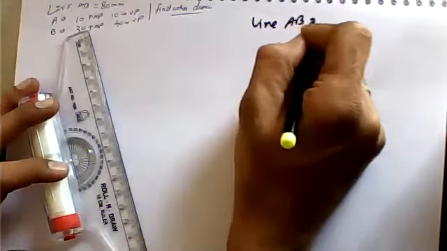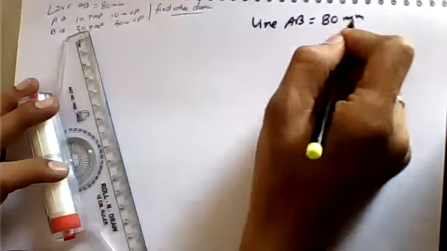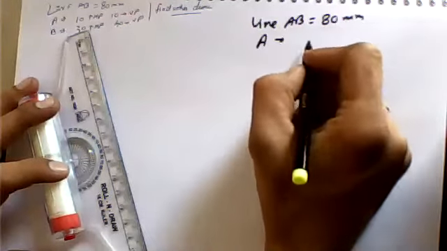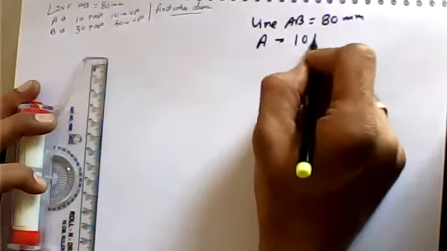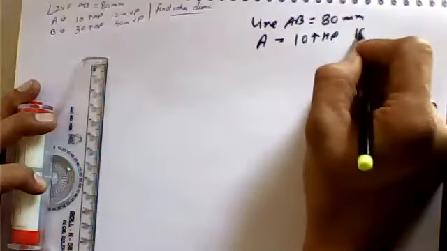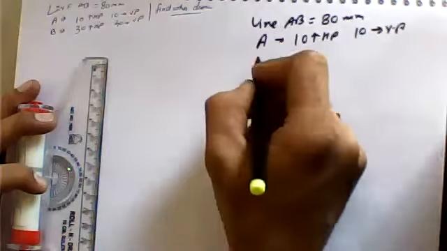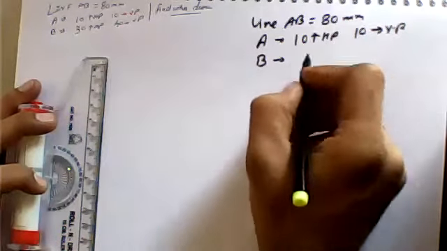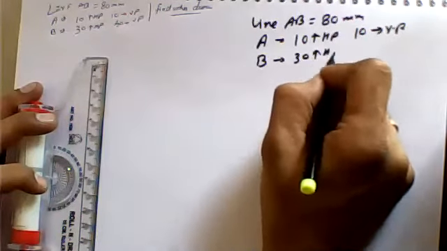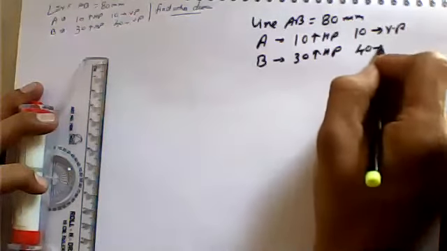Line AB has a length of about 80 mm. Point A is given. What is the data available for A? A is 10 mm above HP and 10 mm in front of VP. And point B's information is available. Point B is 30 mm above HP and 40 mm in front of VP.